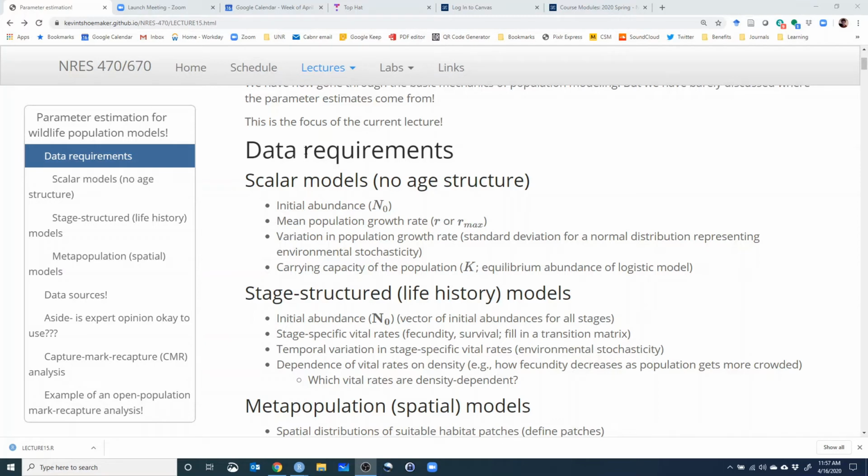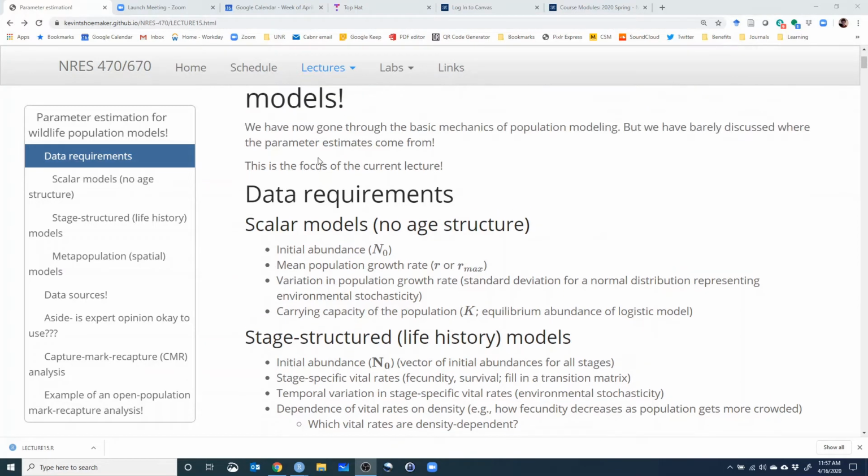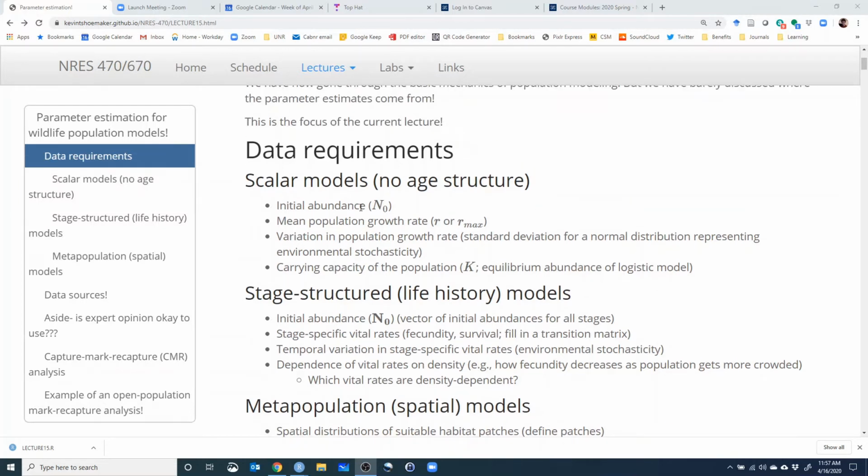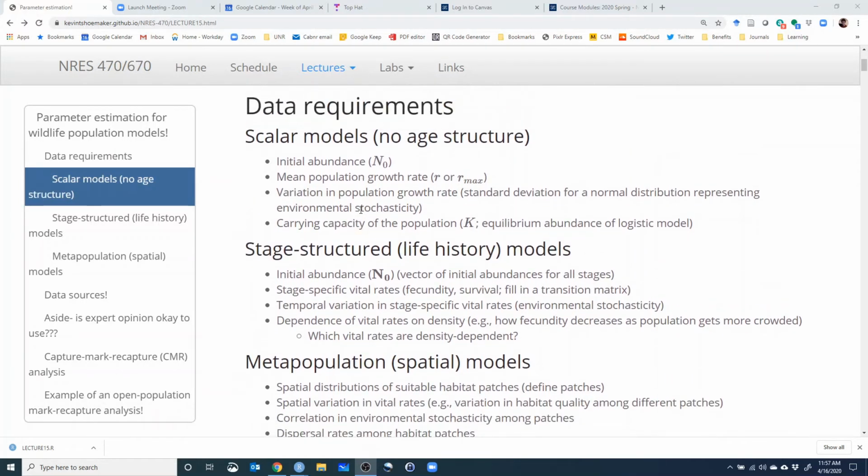Let's just start even simpler and talk about what parameters we need to estimate for some of these models. We'll start simple, and this is just kind of a review. We've already gone over a lot of these parameters, but let's start simple and get more complex, just as we have in the whole class. So let's start with the simple scalar models.